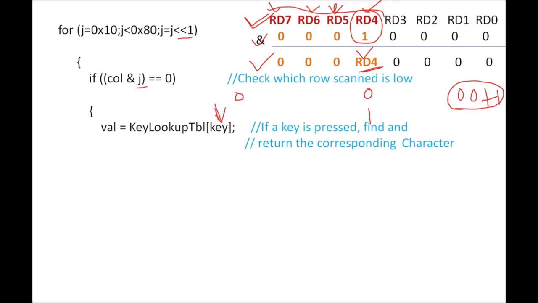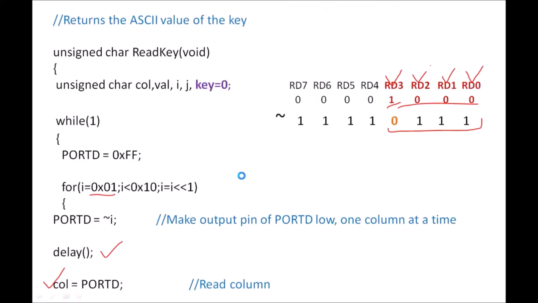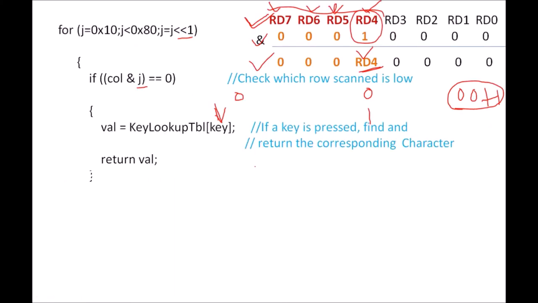Initially, this key variable is initialized with value 0. So the first time we are doing this, key is 0, and we are using this key as a pointer to the lookup table. So now it is pointing to the 0th key. In our case, it is the key with value 1, number 1. So the ASCII value of this key will be read from the lookup table and stored in the variable VAL. And we'll return the VAL variable to our main program, where we are displaying it on the LCD.